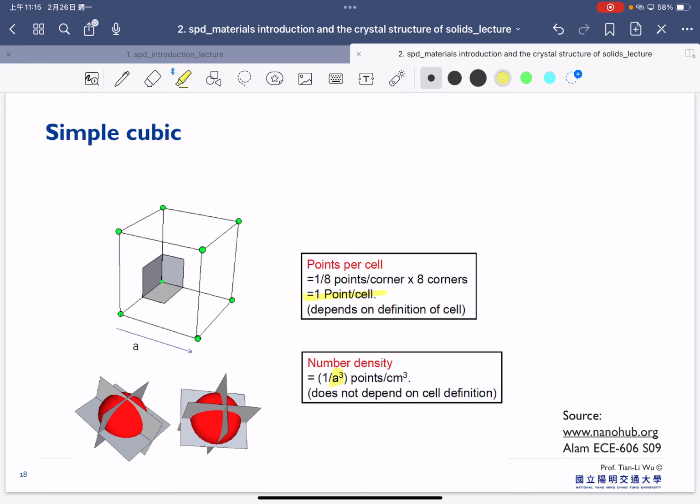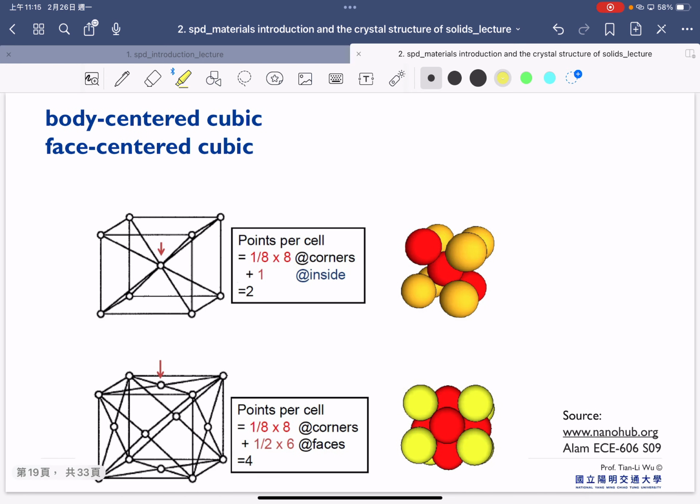A similar calculation can be done for the BCC and FCC cases. That's already something we have shown before. The BCC has 2 and the FCC has 4.